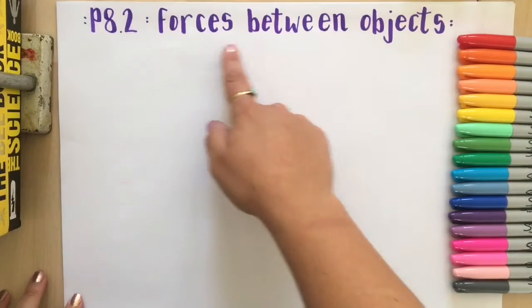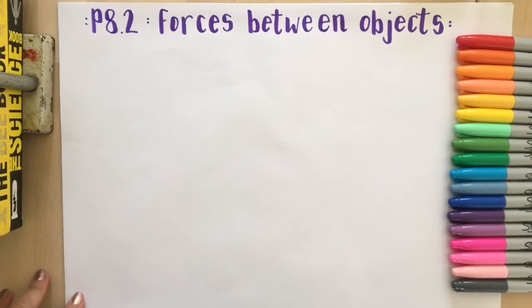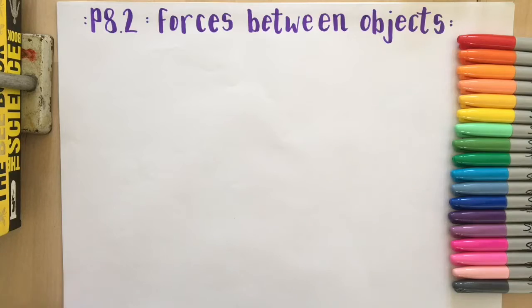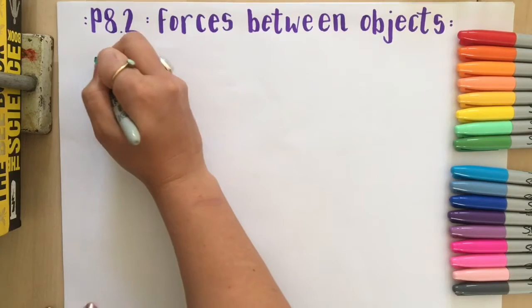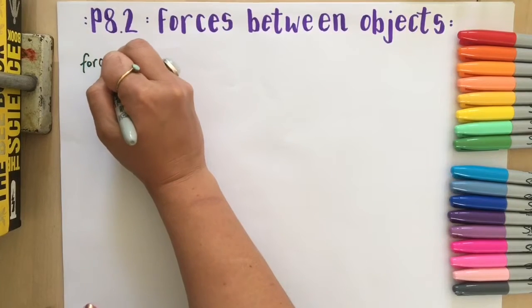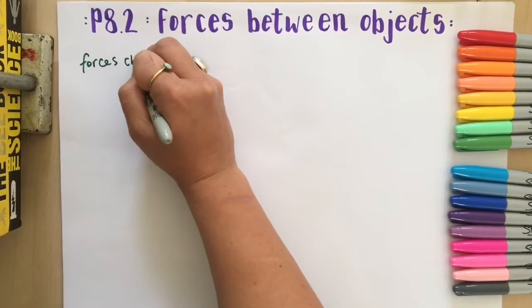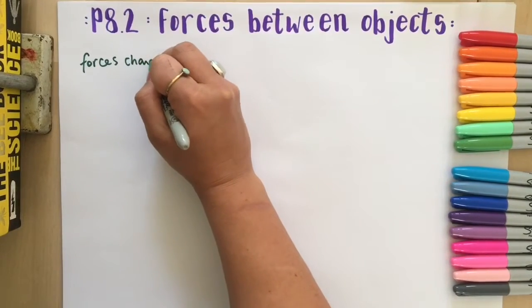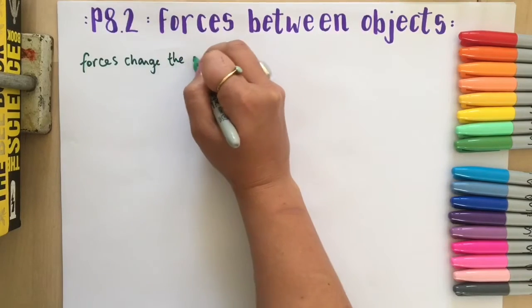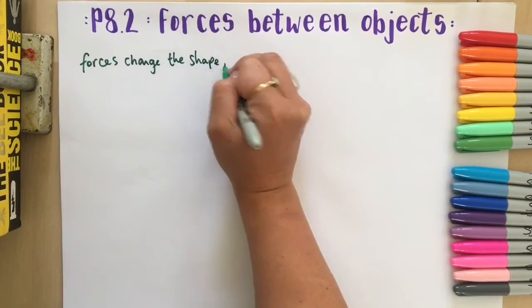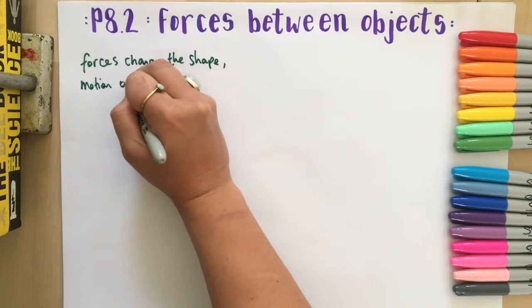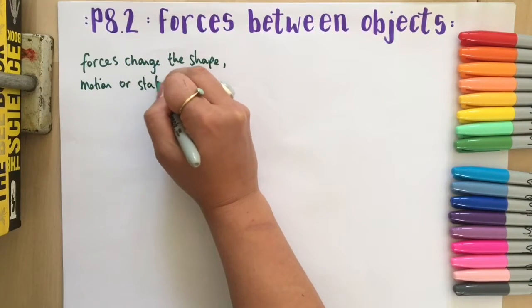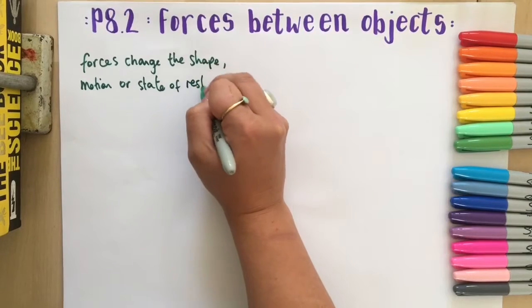When we're thinking about forces between objects, the first thing that we probably want to do is to check that we know what we mean by a force. So forces change the shape, motion, or state of rest of an object.